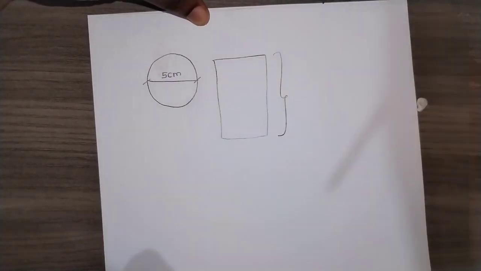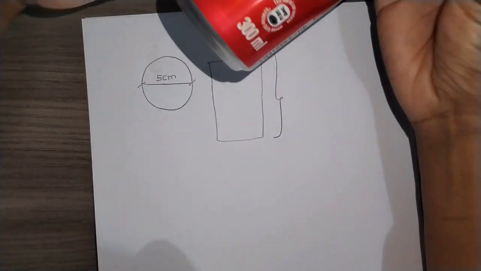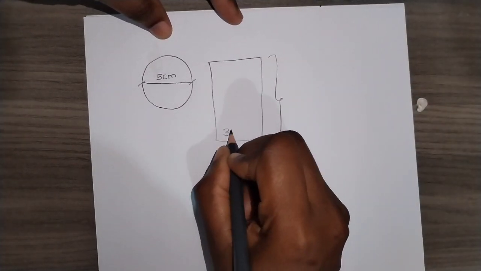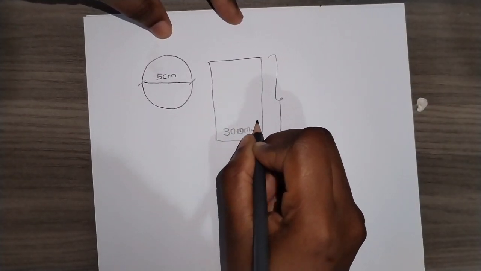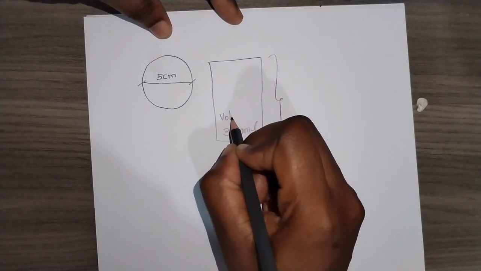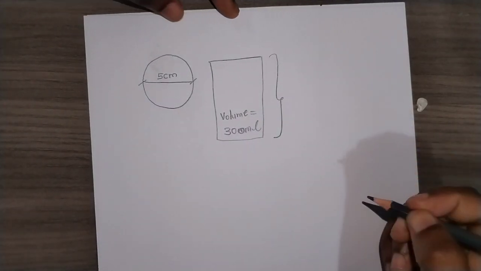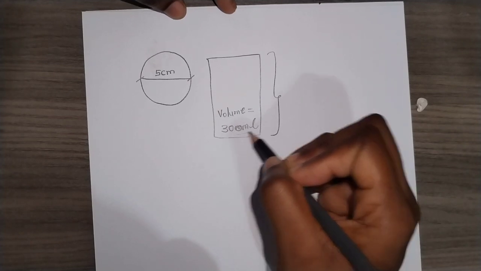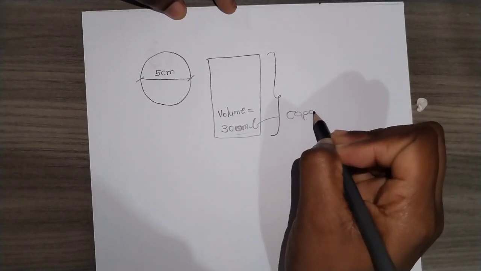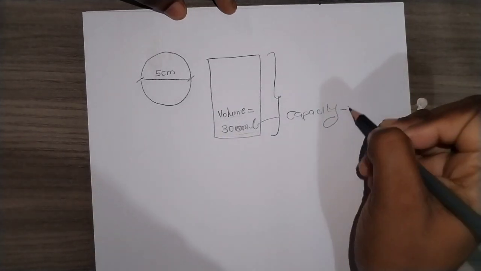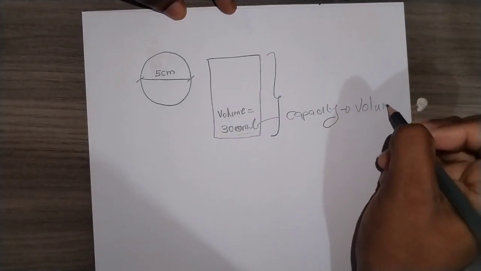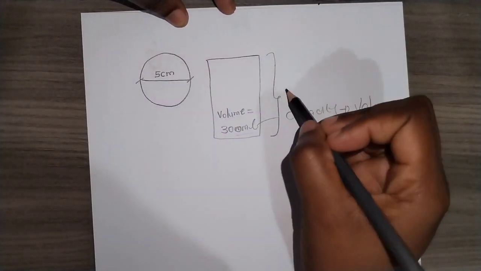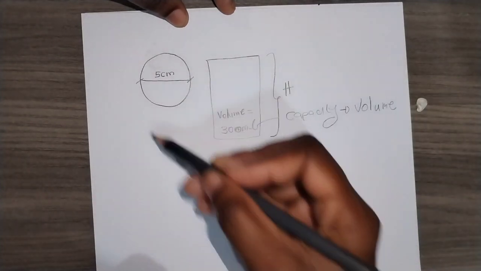Remember we said our can is 300 milliliters. So let's say it says volume is 300 milliliters. At the moment I hear milliliters, I'm like, volume and milliliters, come on, that's capacity. I can always convert capacity to what? To volume. Now they say calculate the height of the can with this information here.